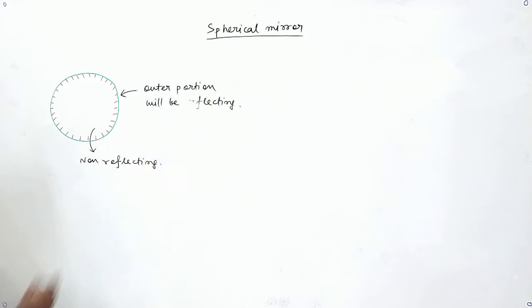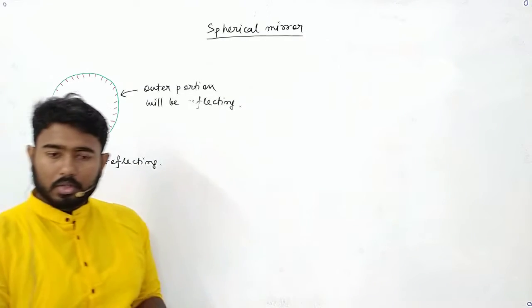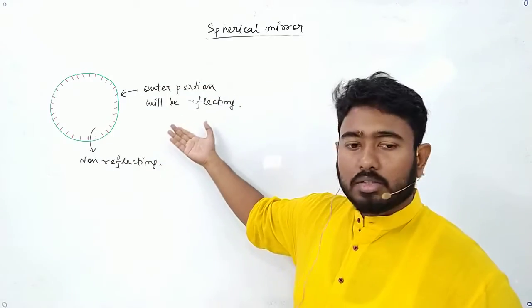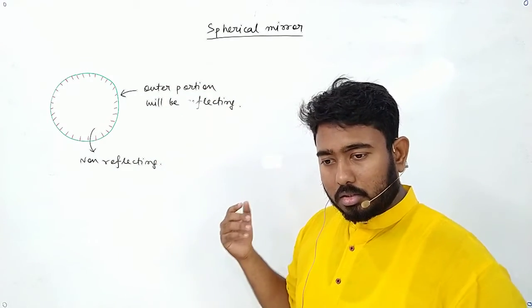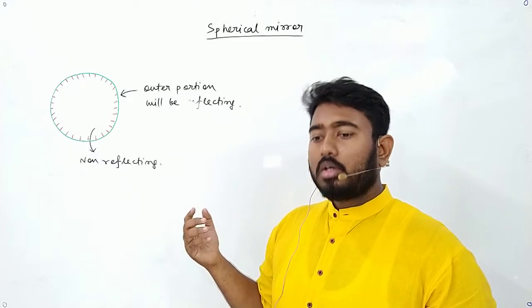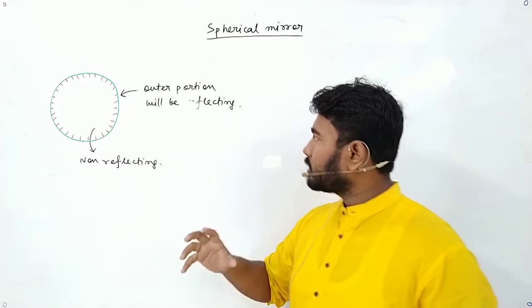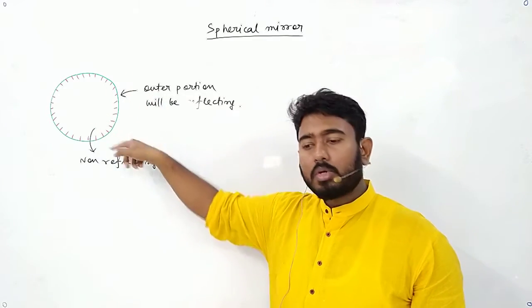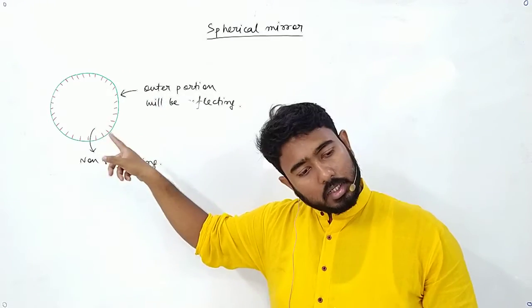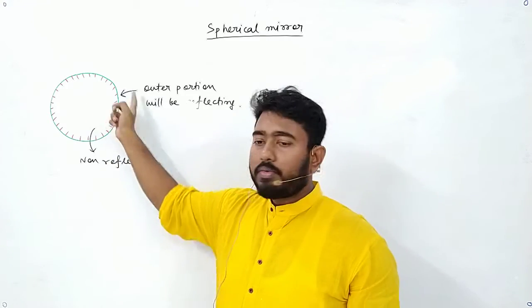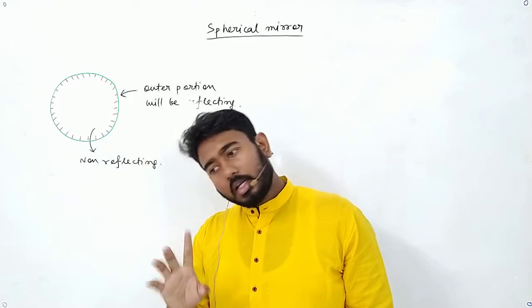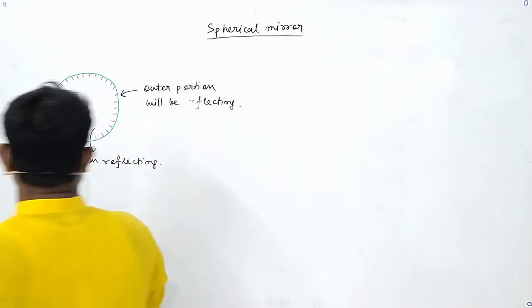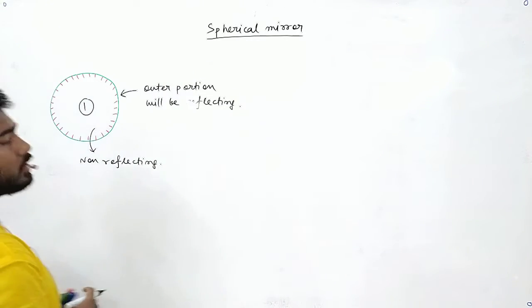And the inner portion will be non-reflecting. So reflecting is also opaque because you can't pass light through a reflecting surface. So a reflecting surface should be smooth and polished. If we polish the outer surface, we are making the outer surface reflecting, so the inner surface will be non-reflecting. Is the idea clear now? Okay, this is our sphere 1, the first kind of sphere that we are thinking about.